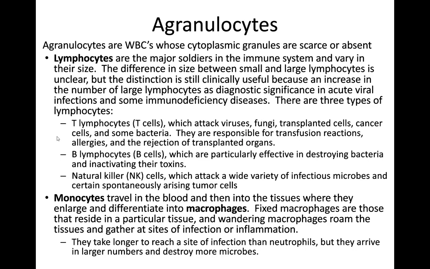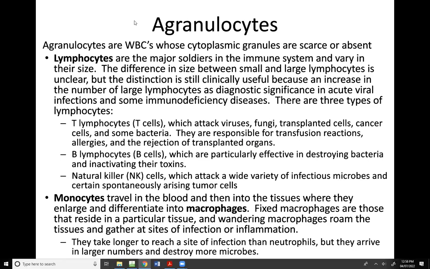B cells, or B lymphocytes, are particularly effective in destroying bacteria and in activating their toxins. Here's a great, easy illustration and explanation of what they're able to do. Let me do something really quick. So you've got B cells. They can form, and I keep saying this, but we'll discuss this more in our next lecture, what we call memory B cells.